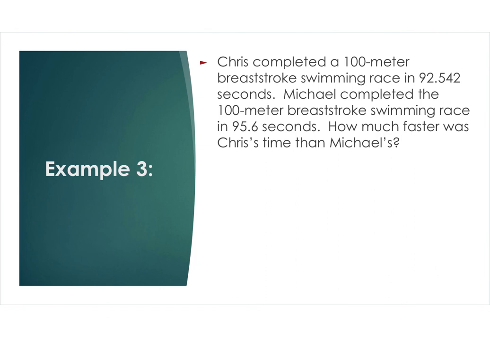Chris completed a 100-meter breaststroke swimming race in 95.542 seconds. Michael completed the 100-meter breaststroke swimming race in 95.6 seconds. How much faster was Chris's time than Michael's? So this indicates that we need to subtract the times.